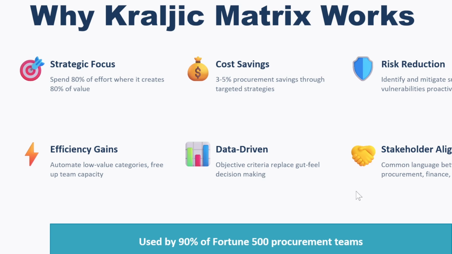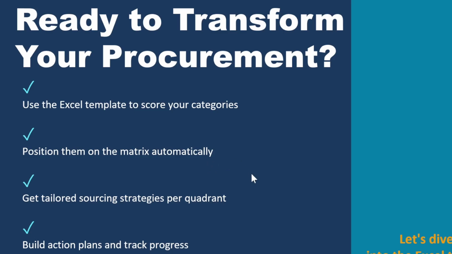And the last one is stakeholder alignment. It's a common language between procurement, finance, and operations. So everyone is aligned on what you are doing and they have full visibility on why it has happened. Just to add, 90% of Fortune 500 companies use this kind of framework in order to categorize their procurement spend. So let us move to the Excel and see how we can model the Kraljic Matrix in Excel and how we can create an action plan.